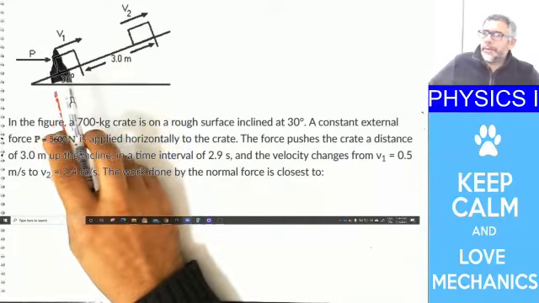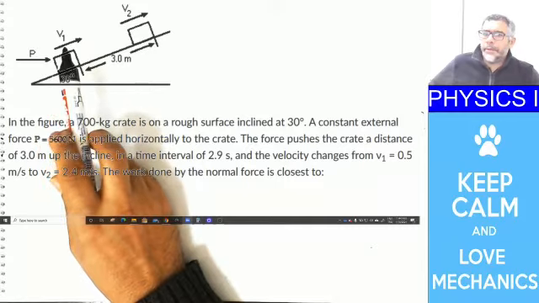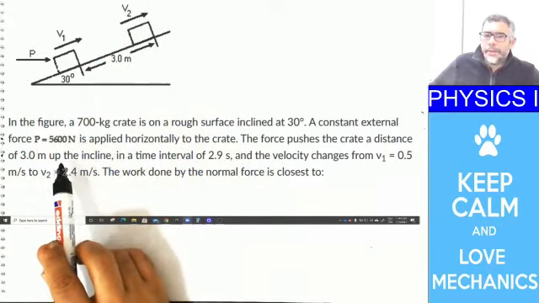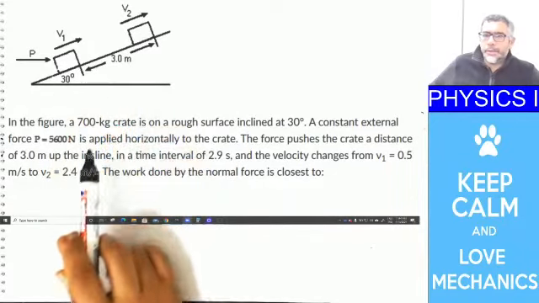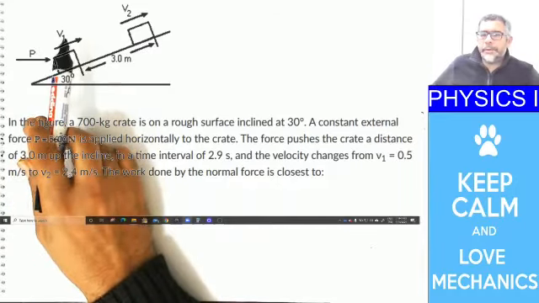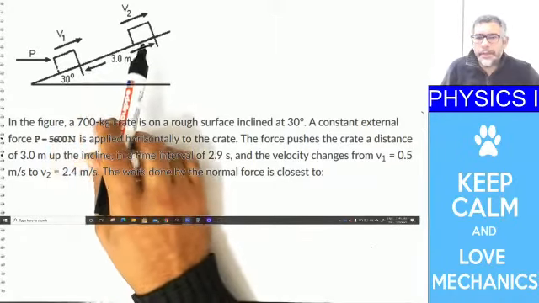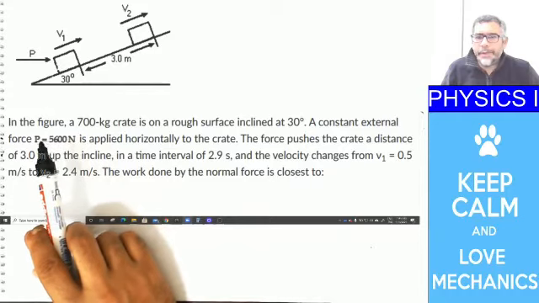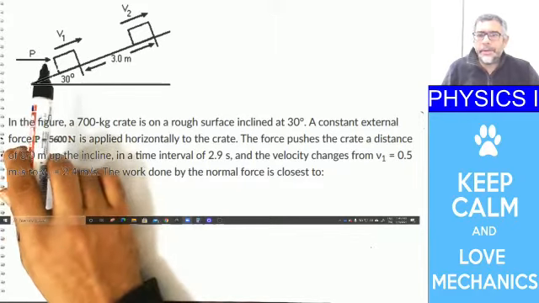So its initial velocity at the time that this force P started to apply, V1, is given as 0.5 meter per second. And after the application of this P force, the box changes its velocity after 3 meters to 2.4 meter per second, increasing its velocity compared to V1. The time interval is also given. This 3 meters is covered by the box in 2.9 seconds. And the P force is 5,600 newtons. It's also given the magnitude of the P force, which is applied horizontally to the box.